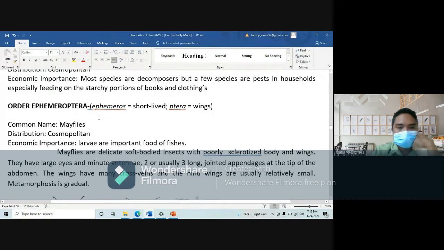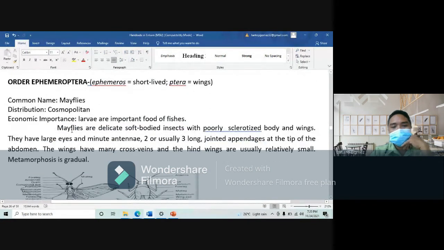The other order is Ephemeroptera. Two words still. Ephemeros means short-lived, while pteron means wings. Aptera is wingless, while ptera, with a silent P, is winged. One best example of this order is mayflies. The larvae are important food of some fishes. Mayflies are delicate, soft-bodied insects with poorly sclerotized body and wings.